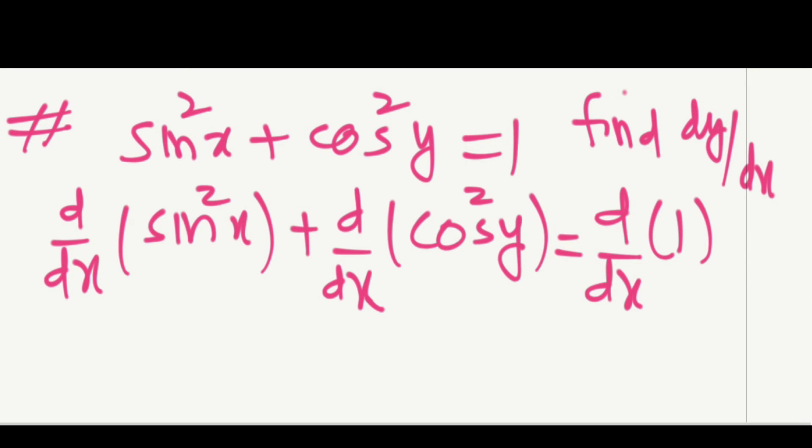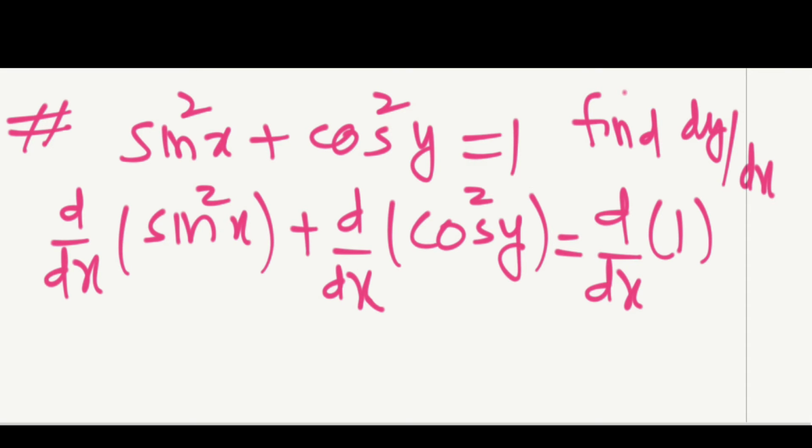differentiate sin square x with respect to x, plus differentiate cos square y with respect to x, equals differentiate 1 with respect to x. That means differentiate both sides, left side and right side, with respect to x.